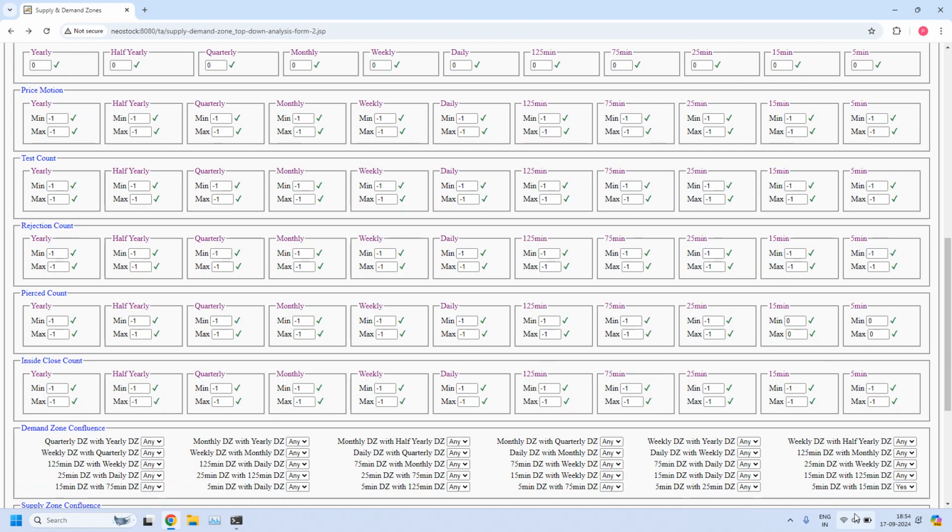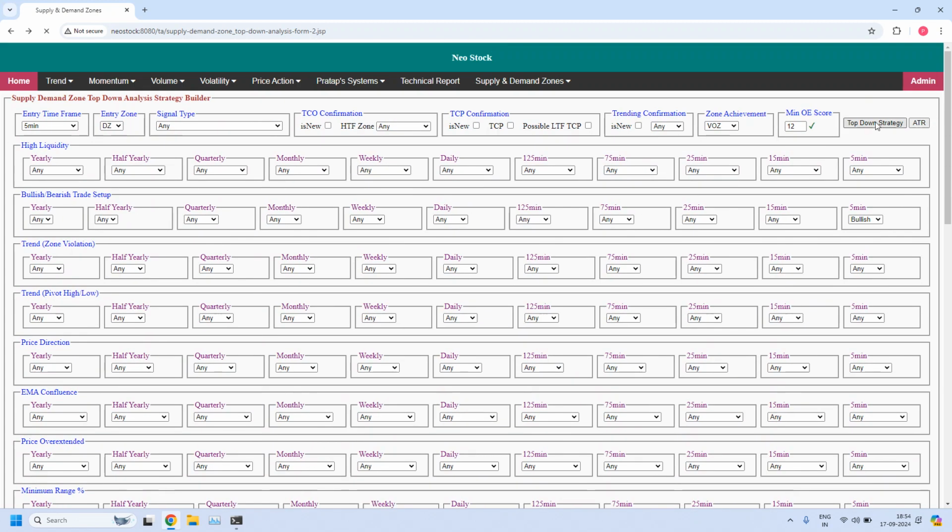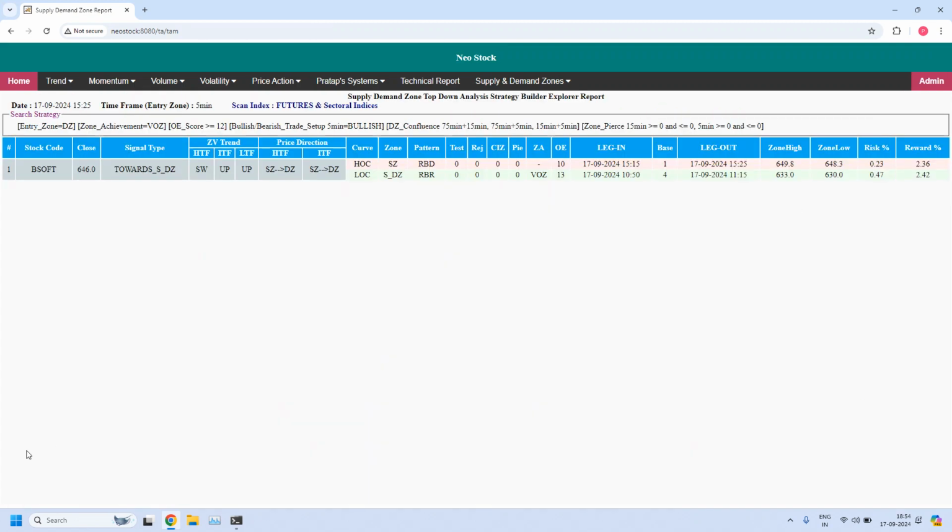In the demand zone, 5 minutes and 15 minutes demand zone already enabled. 5 minutes demand zone with 75 minutes demand zone I am enabling. 15 minutes demand zone confluence with 75 minutes demand zone also I am enabling the filter. Now let's verify. Only one stock is filtered, which is having LTF, ITF, HTF demand zone confluence. Anyway, the 75 minute zone trend is sideways. I am not checking EMA confluence.